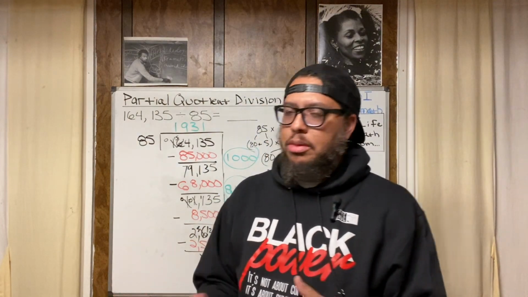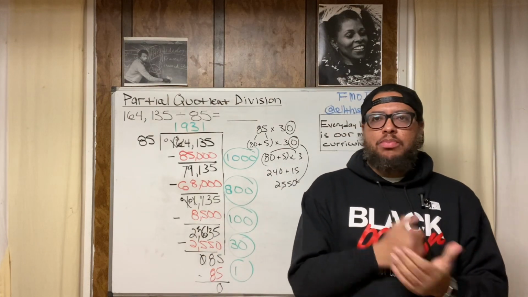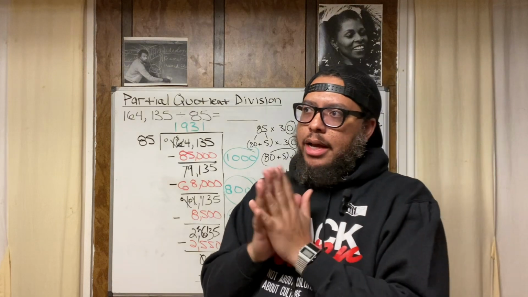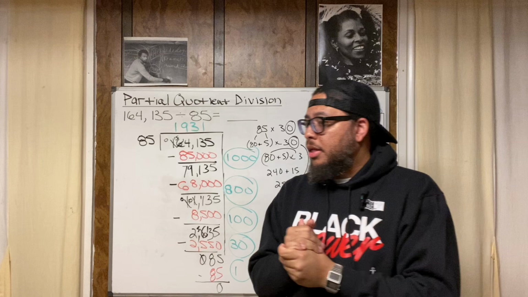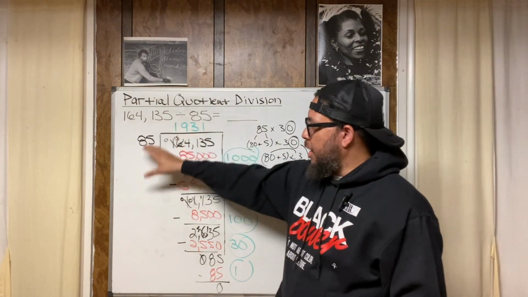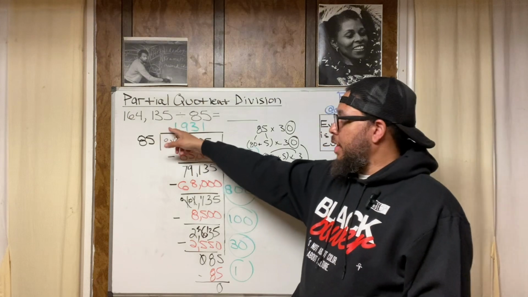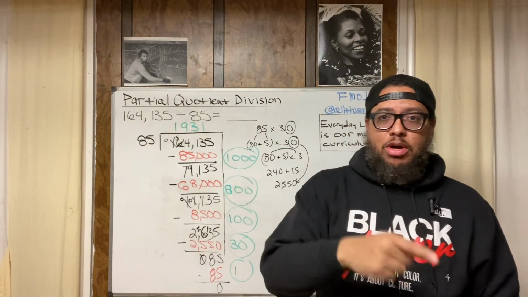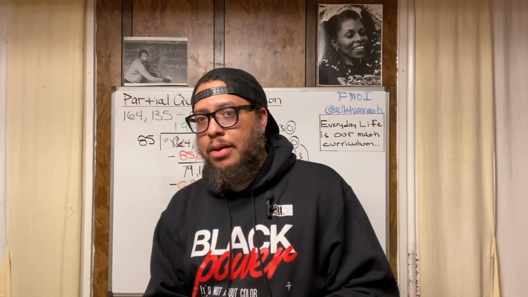The Bluest Eye is actually the only one of her books I've read. I do plan to read Song of Solomon. That got good reviews. But again, we did a math problem, partial quotient division. We ended up with a number that's important, right? 1931. That's the birth year of Toni Morrison. Her birth date is February 18th, 1931.